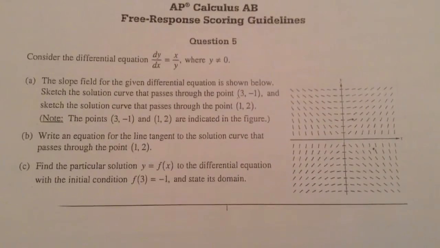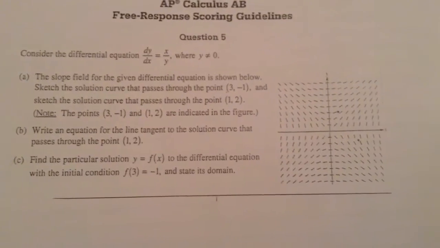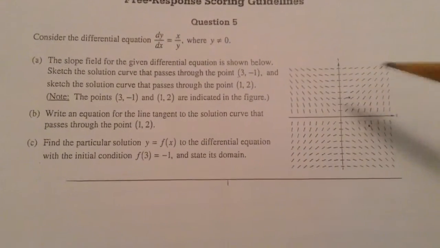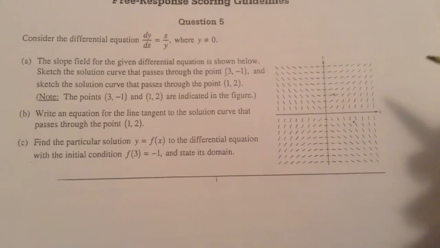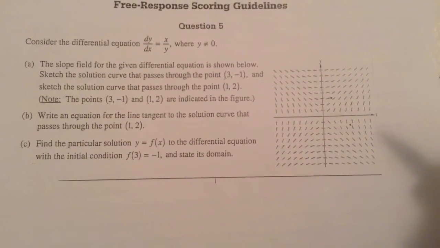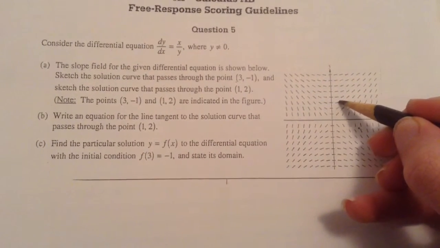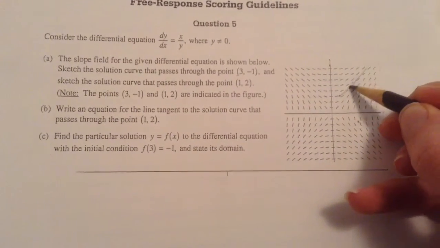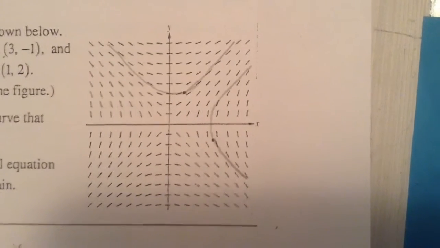Part A of this question asks to sketch the solution curve that passes through the points (3, -1) and (1, 2). So all we do is follow the lines on the solution curve, or the slope field. See, it guides you through the graph, and we just follow the lines. And when we do that for both points, we get solution curves that look like this.